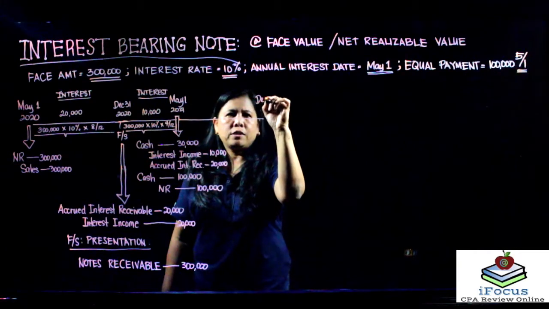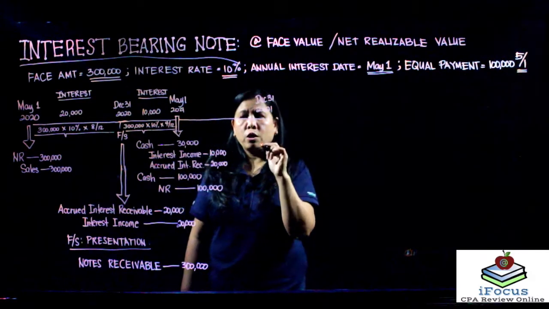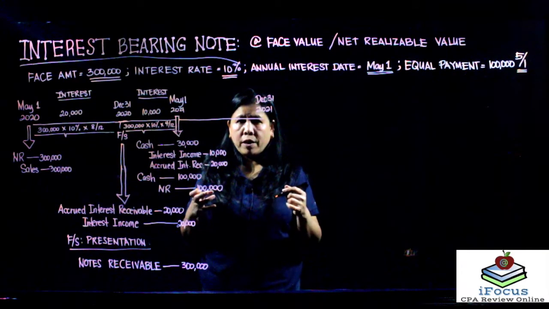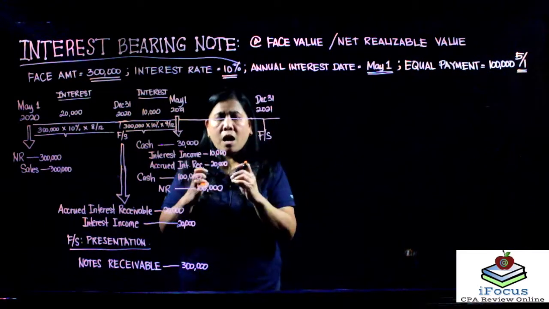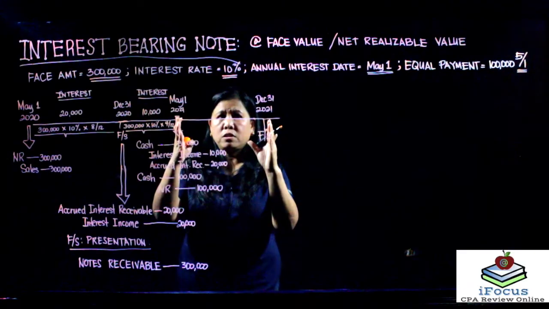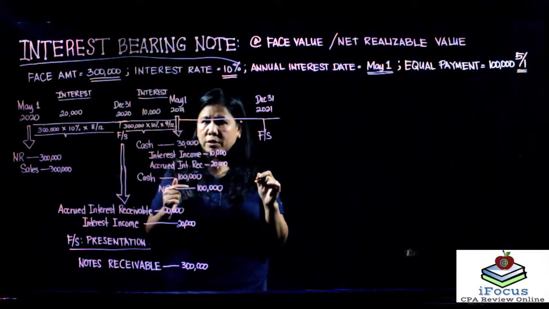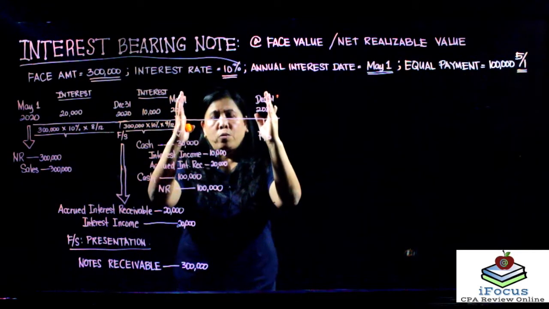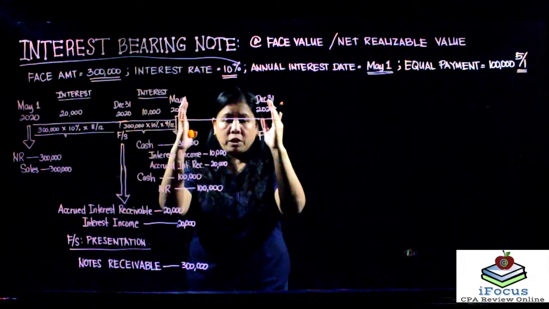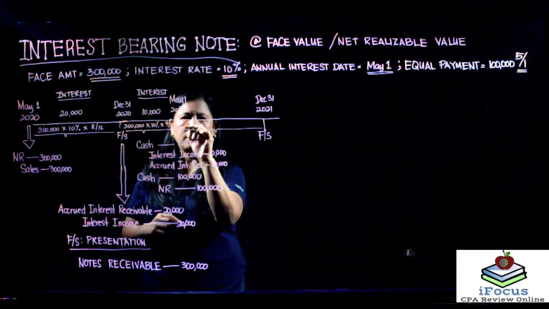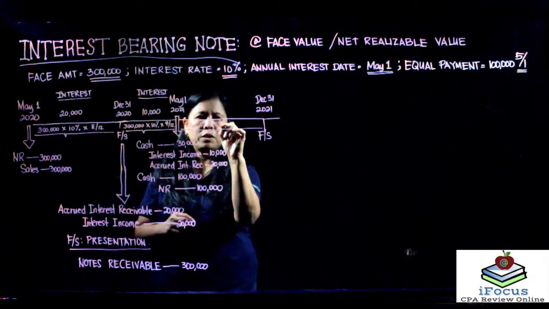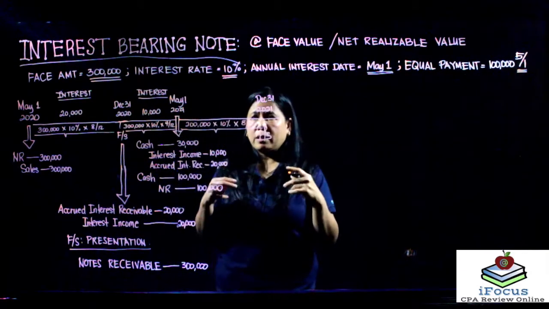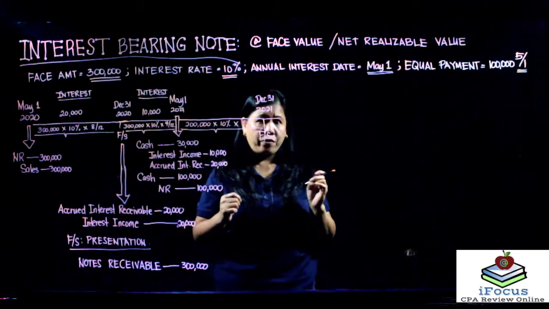On December 31st of year 2021, we will again prepare the financial statement of the company. Computation this time for May 1st up to December 31st will be 200,000 times 10%. Why 200,000? From May 1st to December 31, the outstanding balance of the notes receivable is 200,000. So our interest here is 200,000 times 10% times 8 over 12. 8 over 12 is 8 months from May 1 to December 31st.